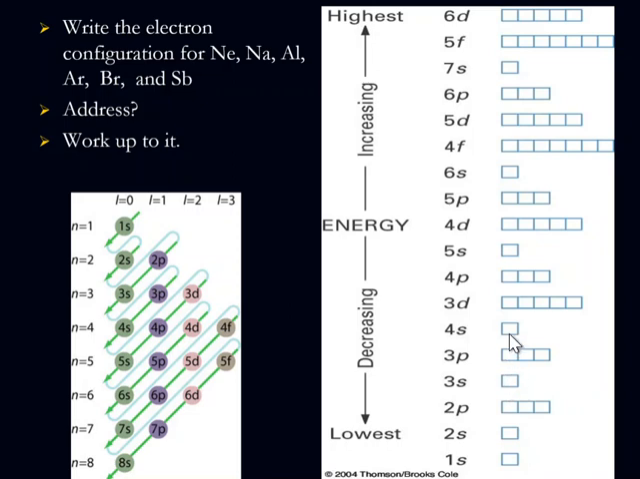And then finally I get to one of my p's. That's going to be my 3p. So my final electron is going to be in a 3p1 orbital.